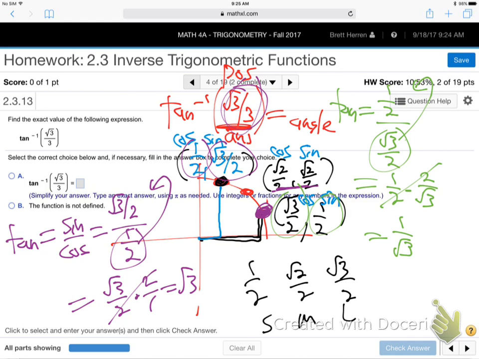You get 1 over root 3. Now, is that the same as this? Yeah. Remember you never leave roots in the bottom of a fraction? What do you always do with roots in the bottom of a fraction? Multiply top and bottom by that root. Do you remember that from your algebra days? Whenever we have a root in the bottom of a fraction, we never leave it. We multiply top and bottom by that root.